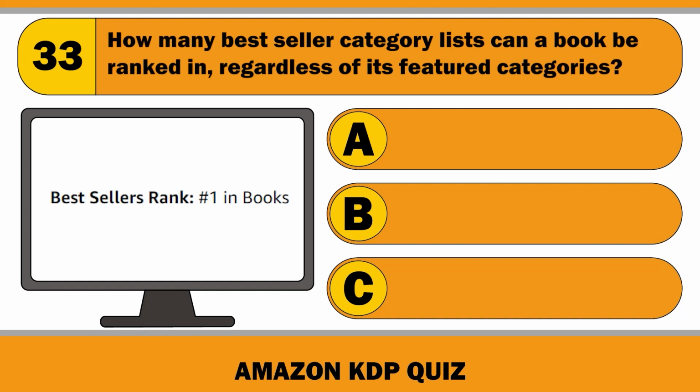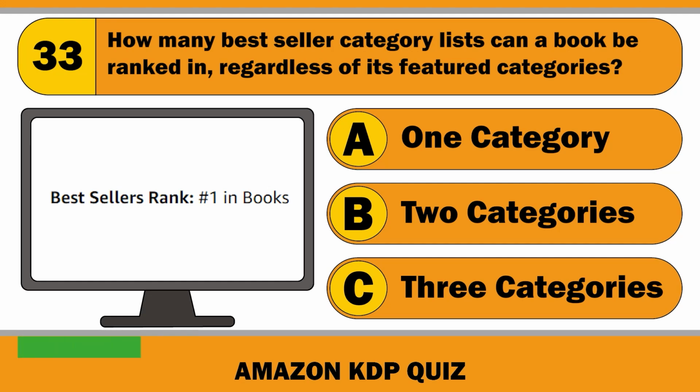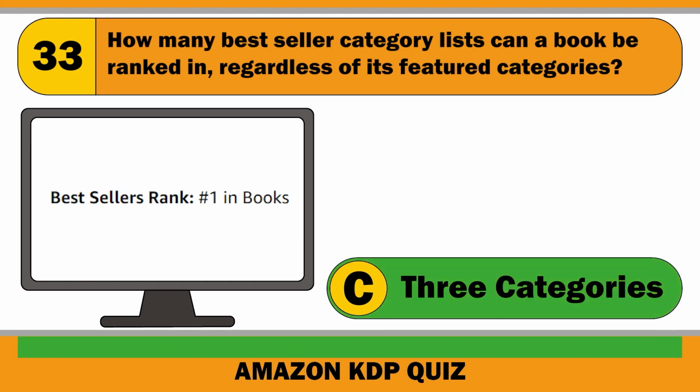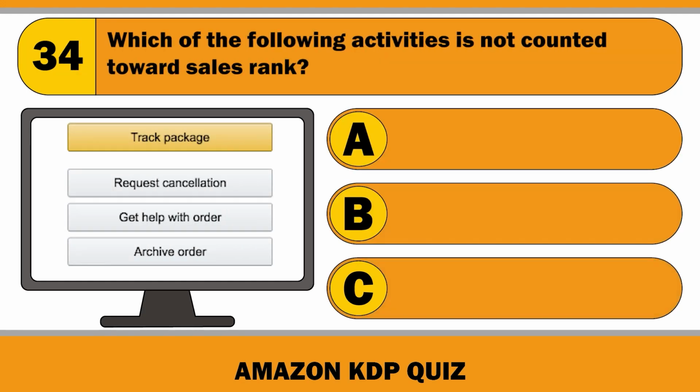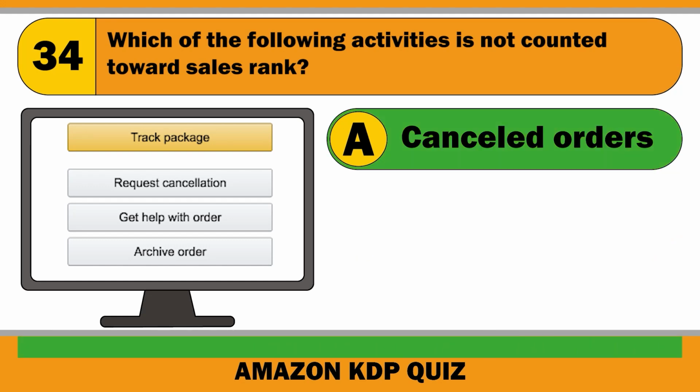How many bestseller category lists can a book be ranked in, regardless of its featured categories? Can it be ranked in 1 category, 2 categories, or 3 categories? Books can be ranked in up to 3 bestseller category lists, regardless of how many categories the book may feature within. Which of the following activities is not counted toward sales rank? Are they cancelled orders, completed purchases, or pre-orders? Cancelled orders are not counted toward sales rank.